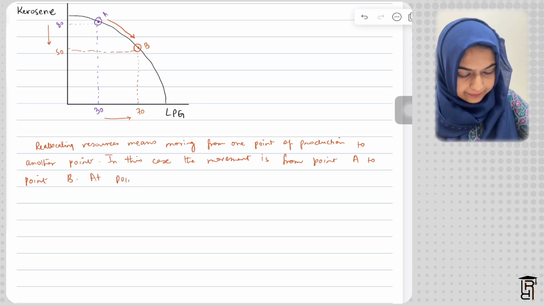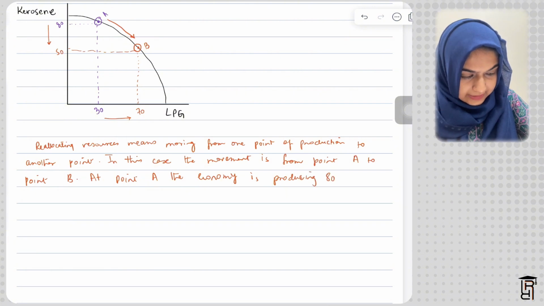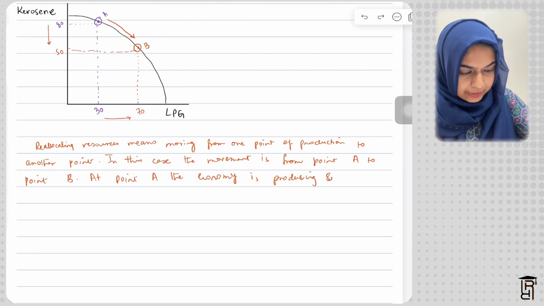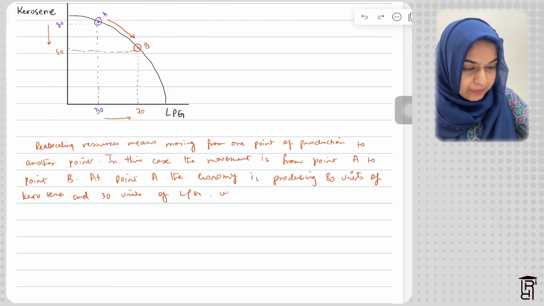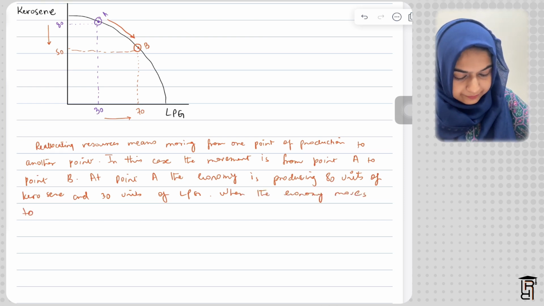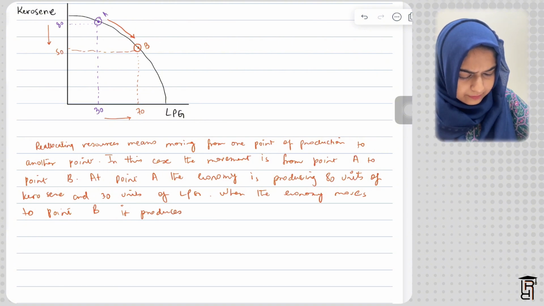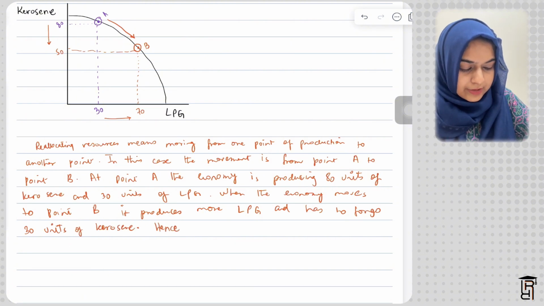So at point A, the economy is producing 80 units of kerosene and 30 units of LPG. When the economy moves to point B, it produces more LPG and has to forego 30 units of kerosene. Hence the opportunity cost is 30 units of kerosene.